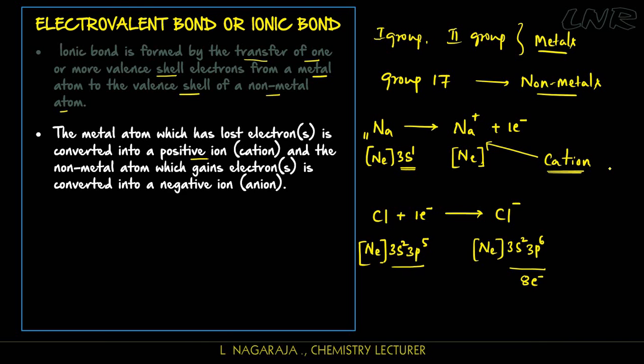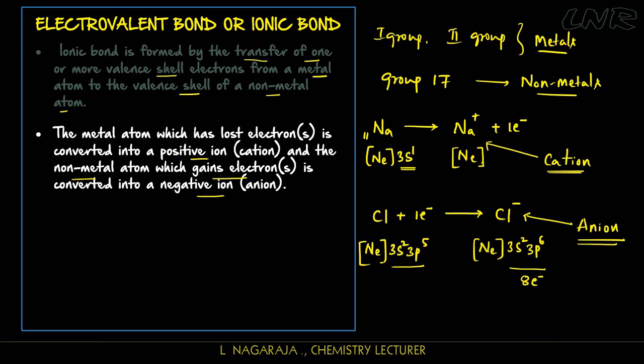So cation is nothing but the positively charged particles. Positively charged particles are generally called cations. And the non-metal atom which gains electrons is converted into a negative ion. This negative ion is called an anion. So negatively charged particles are generally called anions.